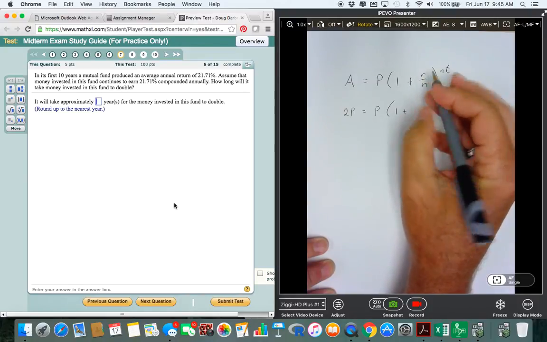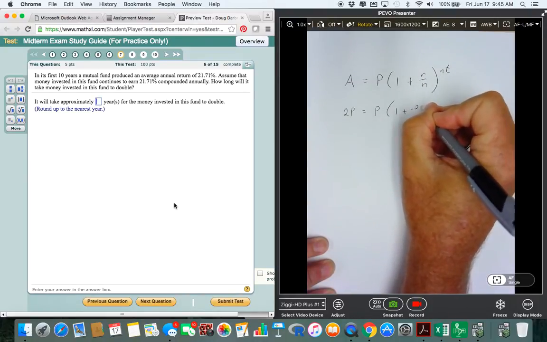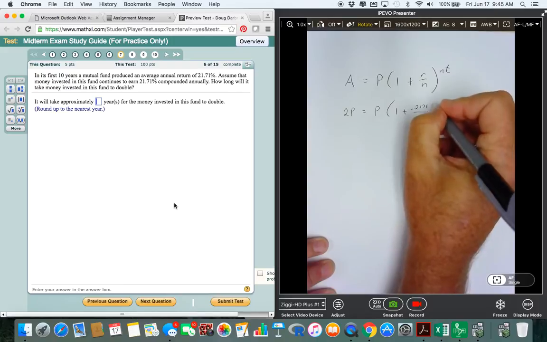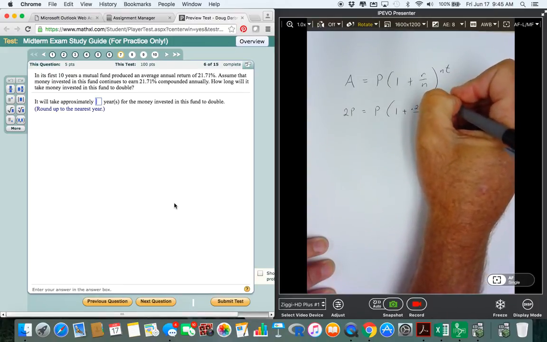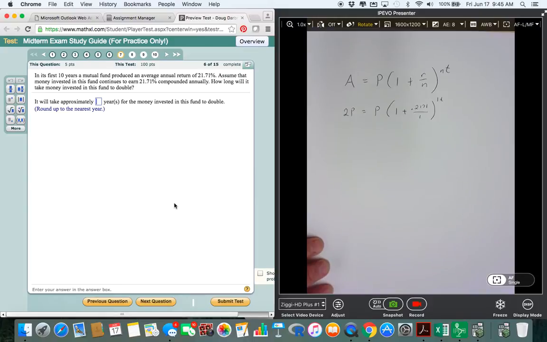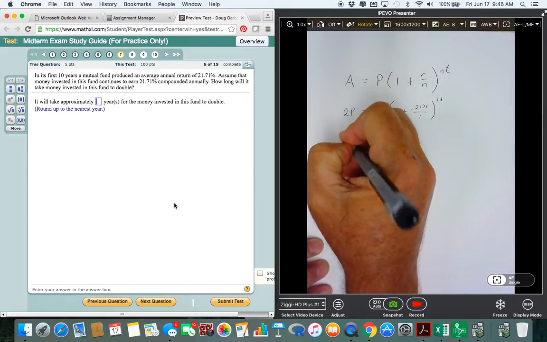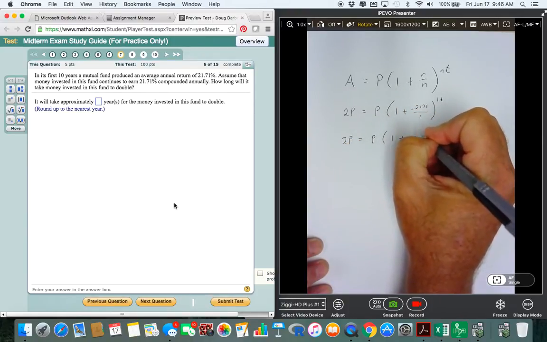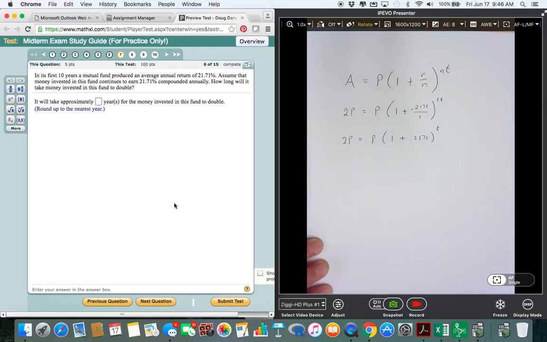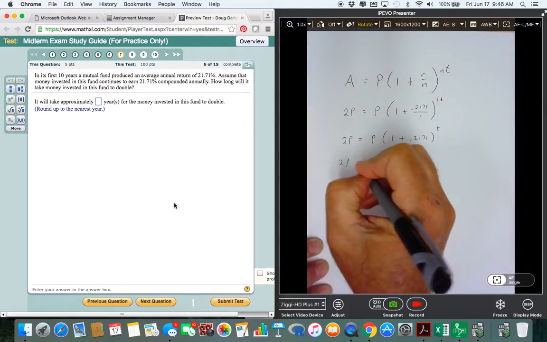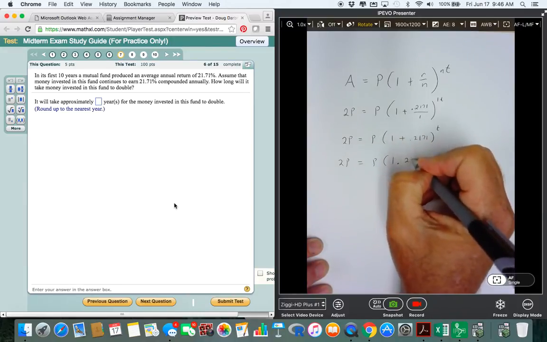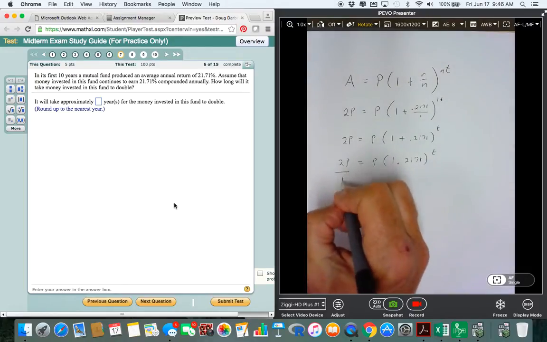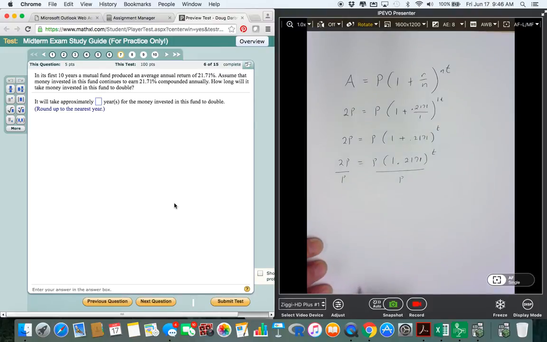My rate is given. I have a compounded annually. So I have 1t. Now I can clean that up. I can divide both sides by p, because p can't be 0. I can clean that up.